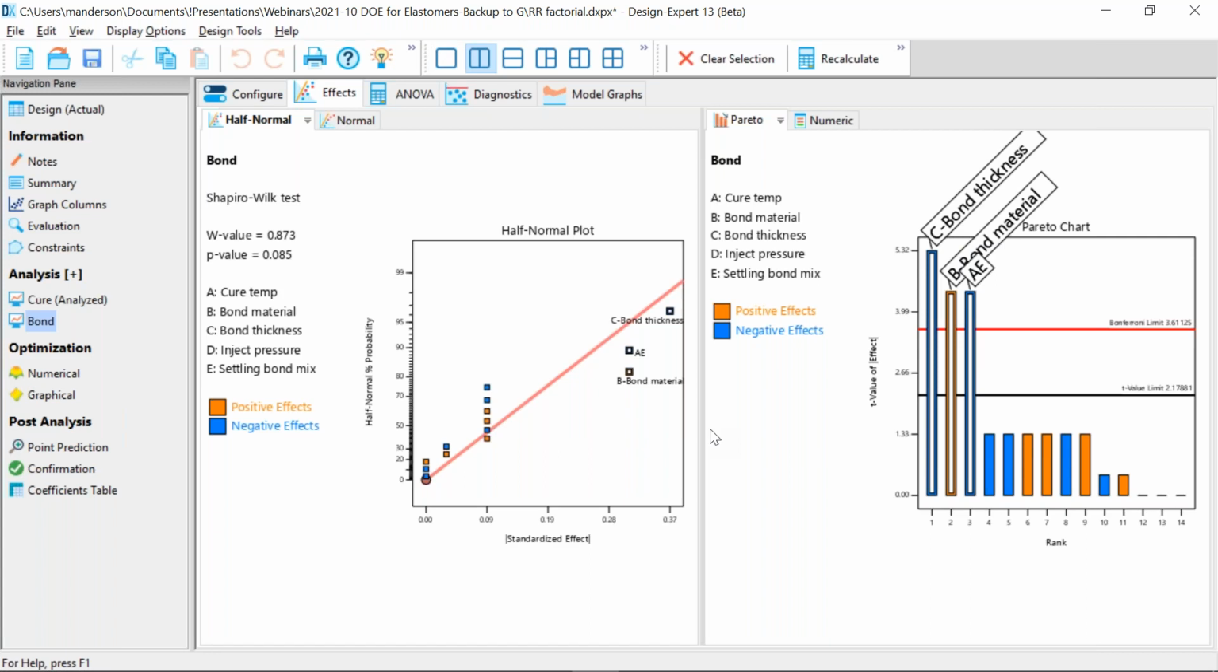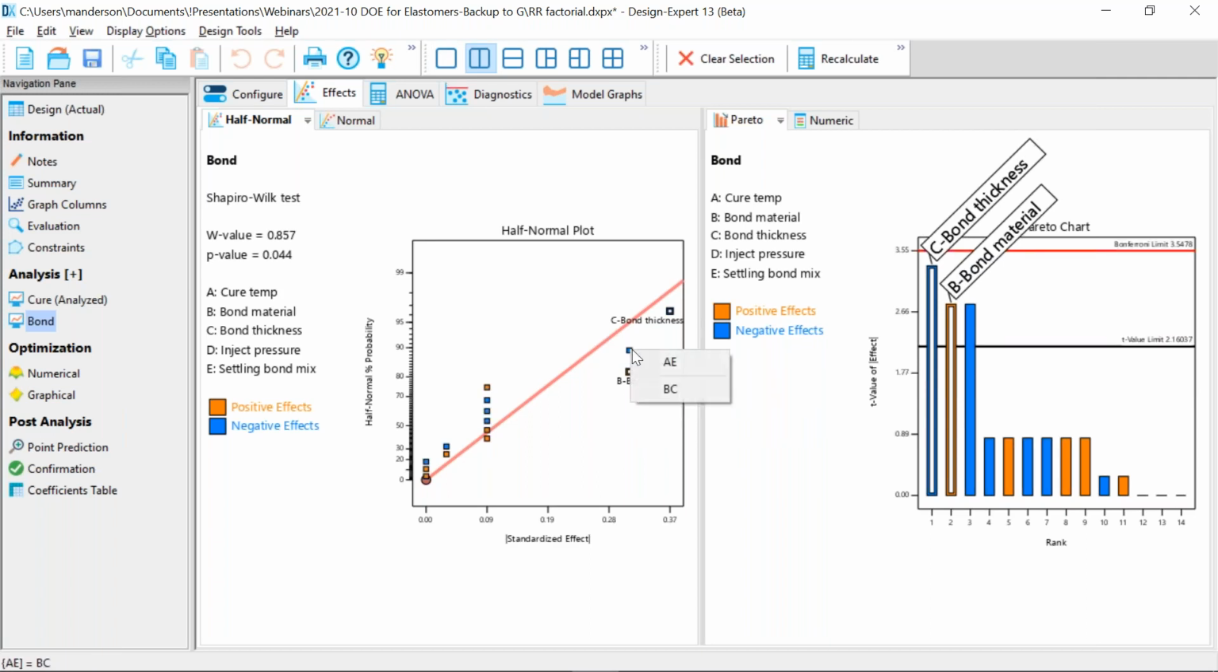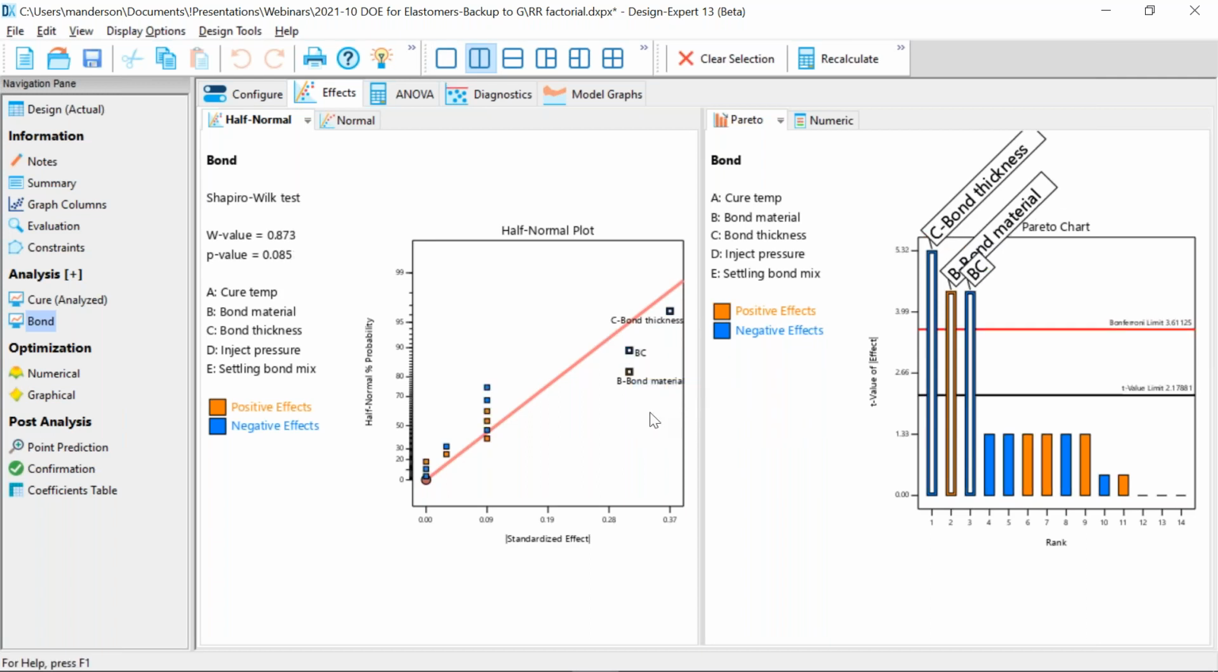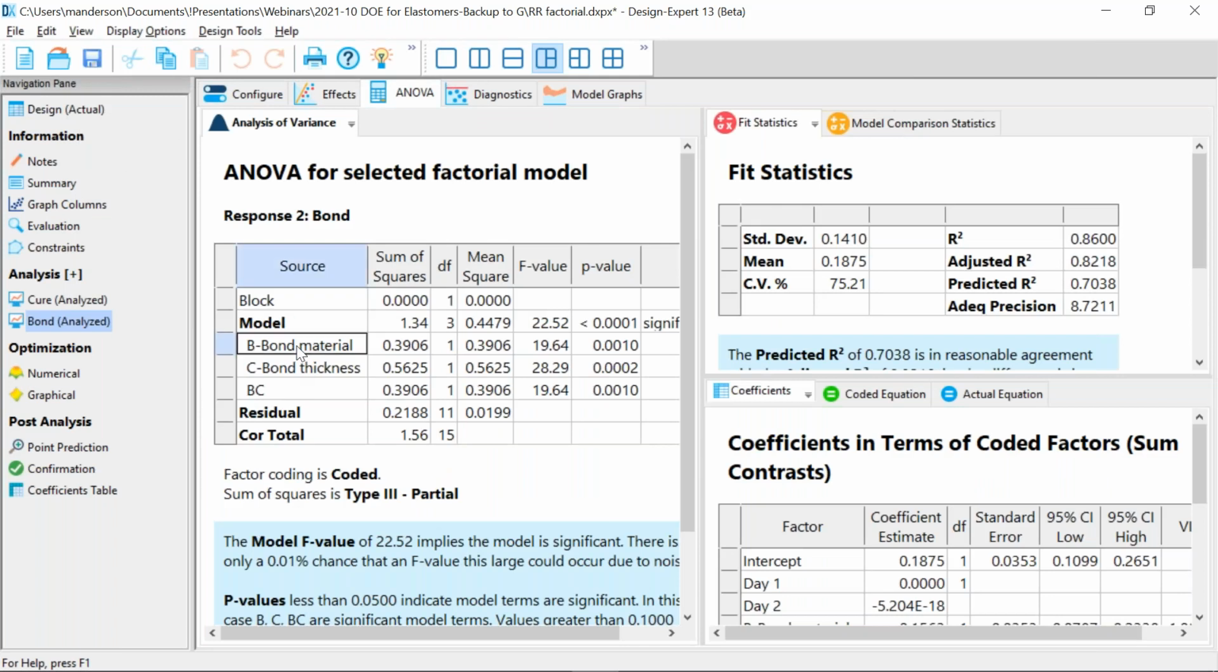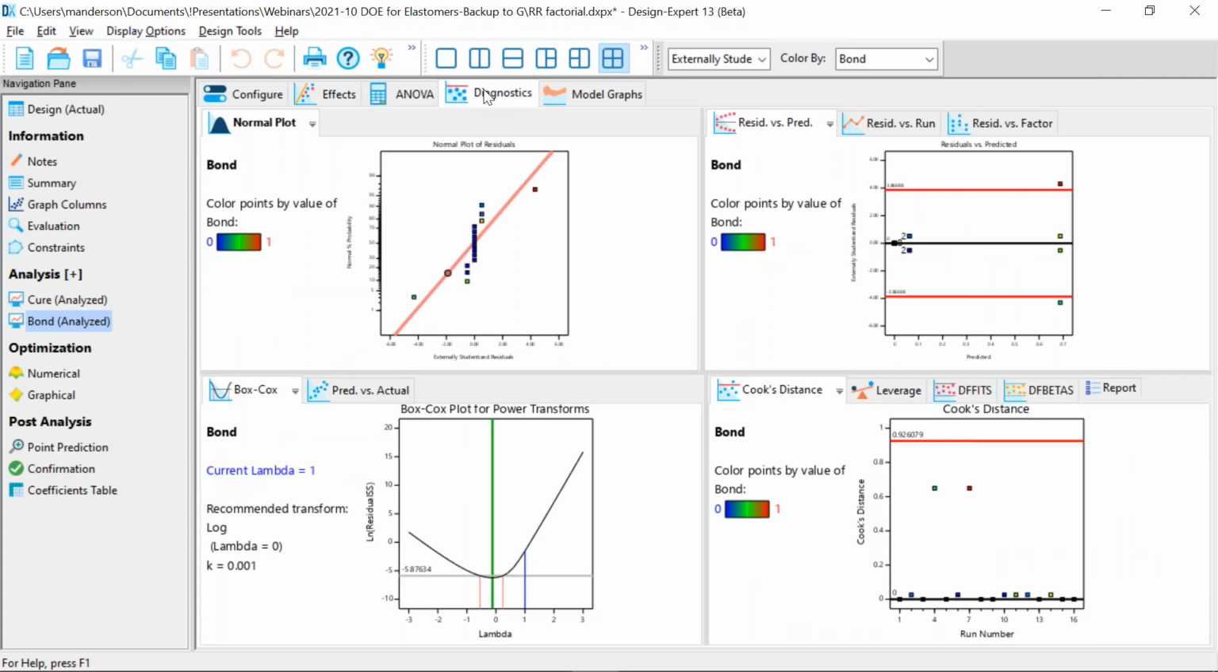On this one, it looks like there's some factors off to the right here. However, because of the aliasing, this one is probably the BC interaction. So there's a way to substitute, more likely. It's unlikely that you would really see an interaction that didn't include both parents. So I made a little bit of a change to that one, and that seems to be making all the difference. And I'm just going to press ahead with this model, which is the bond material, bond thickness, the interaction of the two, checking diagnostics.